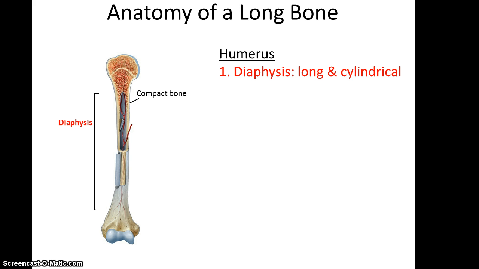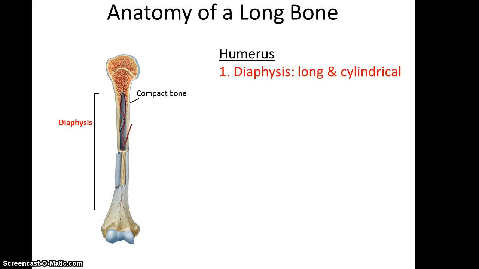Now let's talk about the anatomy of the long bone. So as you can see on the left, we have a picture of a long bone with part of it cut in half to expose the inside. And you can see that the outside of the long bone is a layer of compact bone, and the inside is often spongy bone.